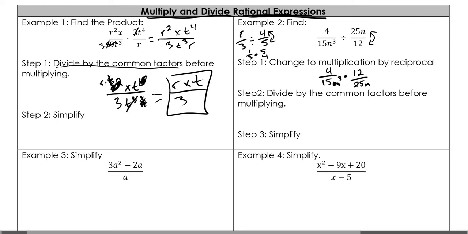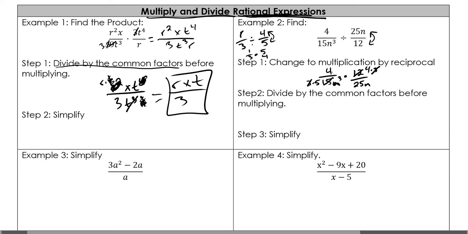Then we do the same step we had before, divide by common factors on either side before we multiply. 12 and 15 can both be divided by what number? Divide by 3. So that means when I would divide it, I'd be left with a 4 and a 5. The other way you can think about it is 12 is the same as 4 times 3, 15 is the same as 3 times 5, and we have the 3 in common, so we're left with 5 and 4. And then we just have the 4 here.